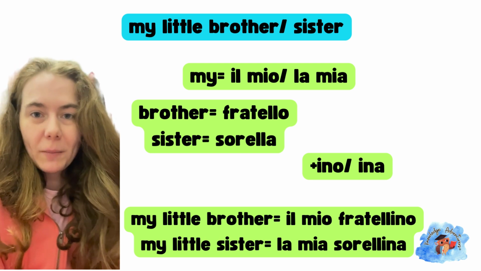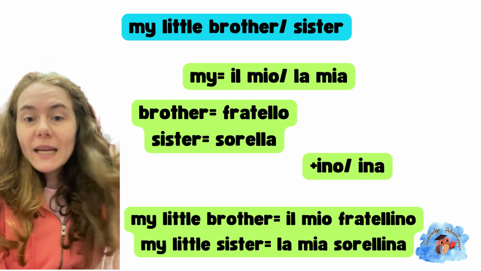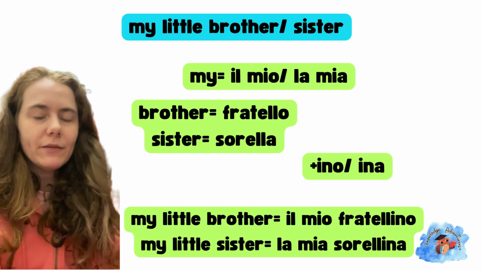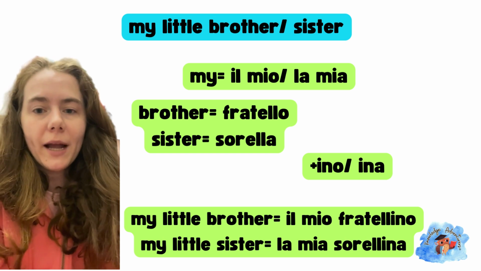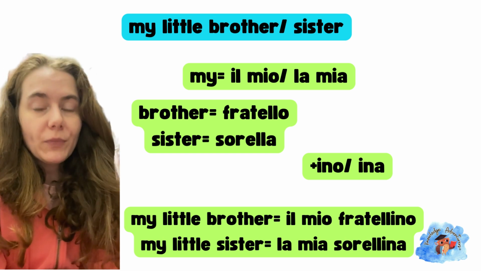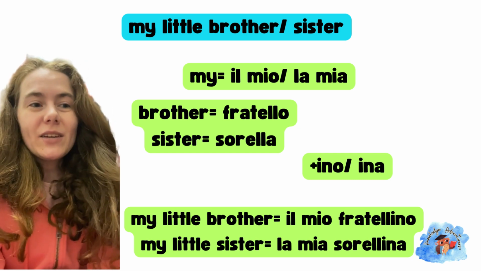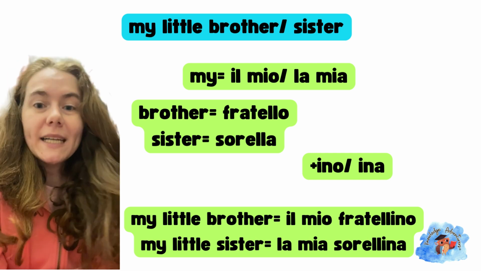My little brother or my little sister. First, let's understand the word my. When you're saying my in Italian, you're really combining two words, even though in English it's going to look like you're saying the my. You'd say il mio for the guy version because we're ending with an O, and then la mia ending with an A because we're talking about a girl. So here we have those two versions, il mio and la mia.